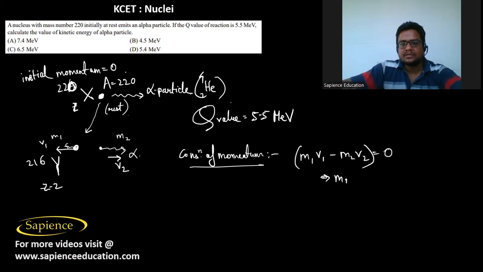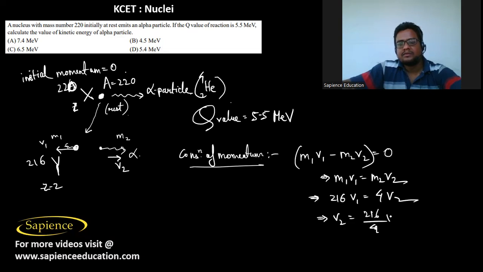So therefore I can say m1 v1 should be equal to m2 v2, or m1 is 216, so 216 v1 should be equal to 4 v2. So therefore v2 is 216 divided by 4 times v1. So that will be 54 times v1.